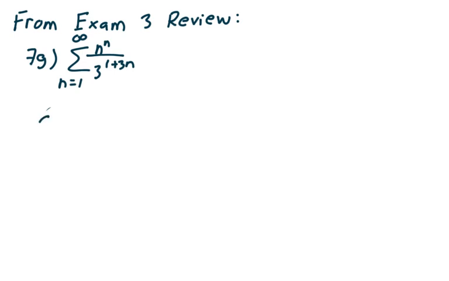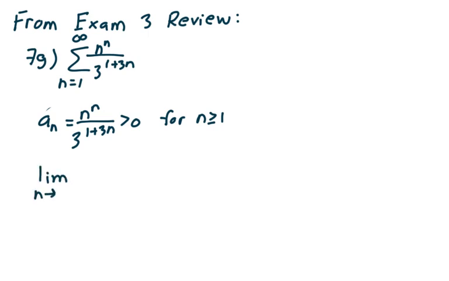And so a sub n is n to the n over 3 to the 1 plus 3n, which is positive for n bigger than or equal to 1. And so I want the limit as n goes to infinity of the nth root of n to the n over 3 raised to the 1 plus 3n.